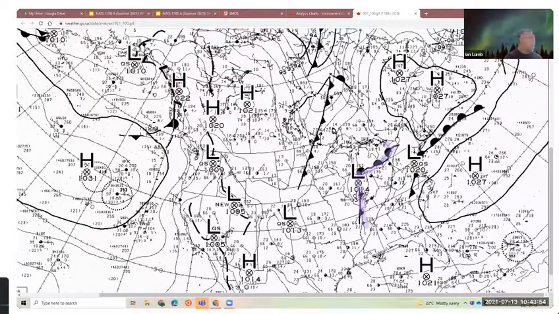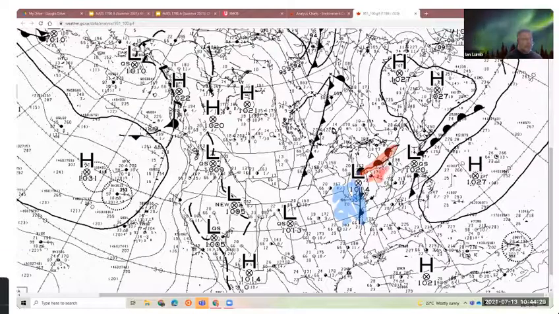Just to use this example a little bit more, and make the color coding a little bit more appropriate. So here is our cold front right here. Cold air is behind the cold front, relatively speaking. And over here, we have our warm front.